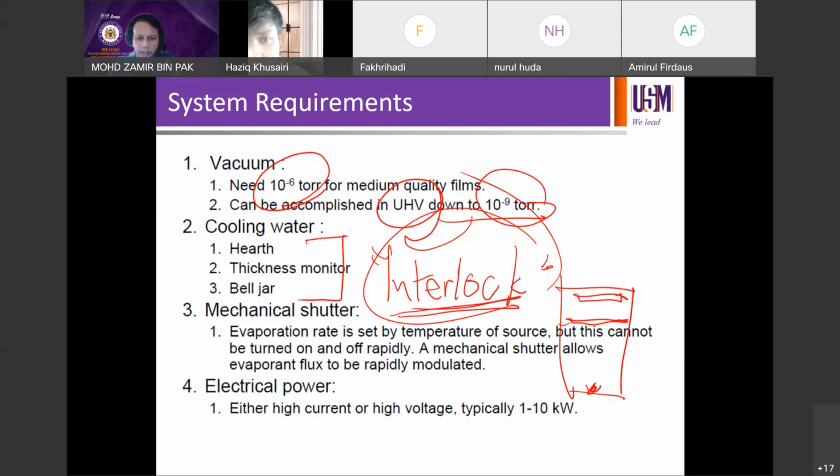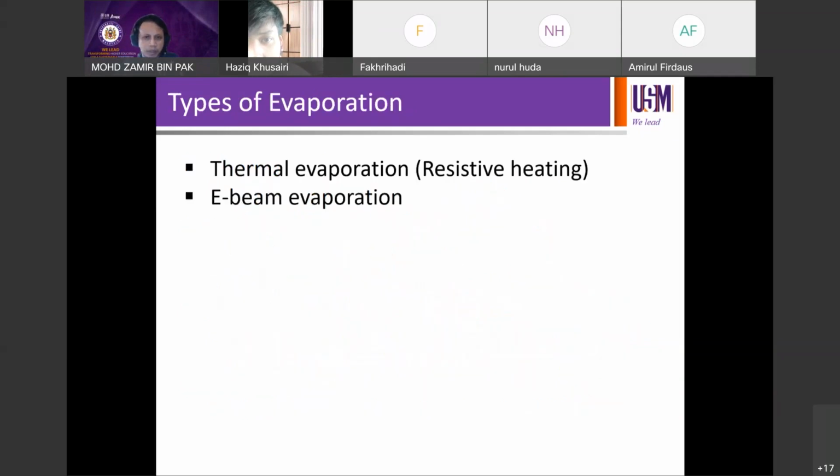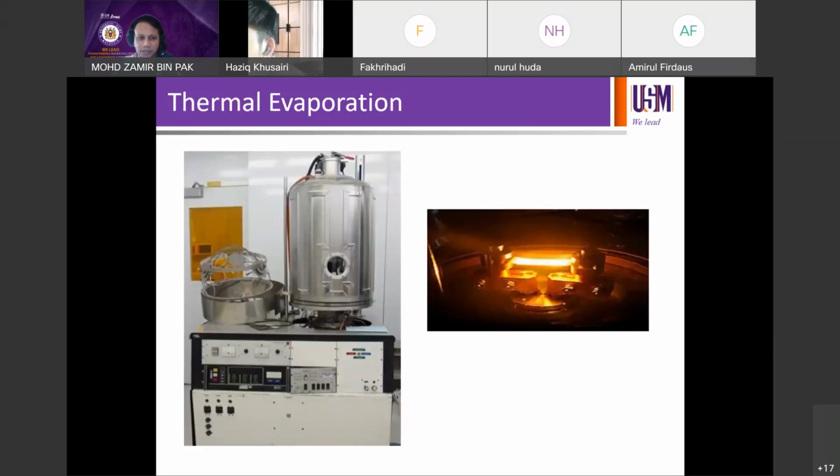Right, electrical power, of course, you need to apply high current or high voltage, depending on what system you're running. So if you talk about evaporation, you have two systems. Thermal evaporation is also called resistive heating. Meaning you pass through the current, change the resistance, and then melt the precursor material and start the evaporation. On the other hand, the second one is the very same thing as far as the chamber punya configuration is concerned. It's just that instead of passing through current, you use an electron beam to heat the precursor material to kickstart the evaporation process.